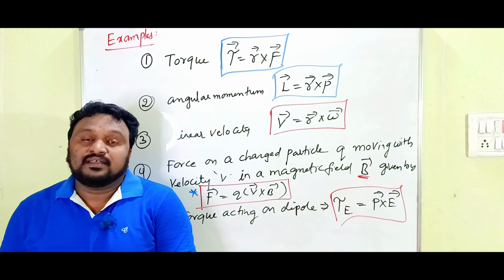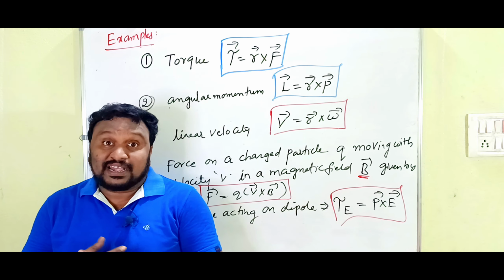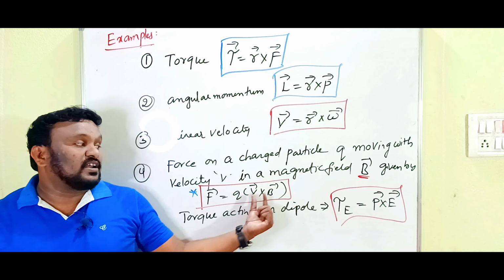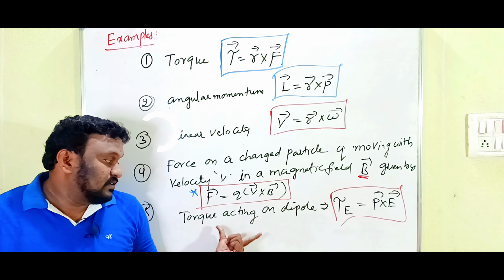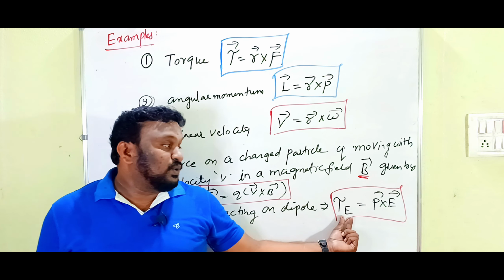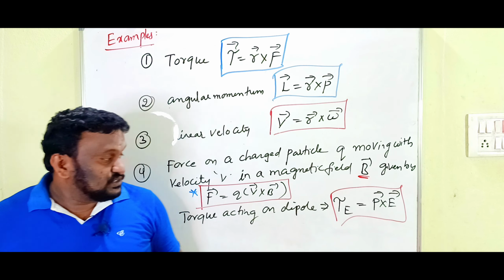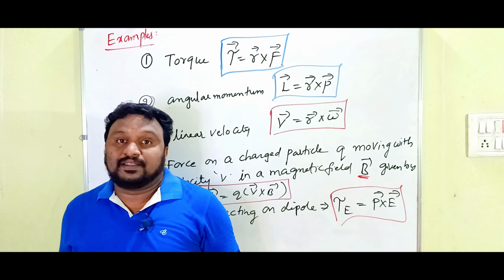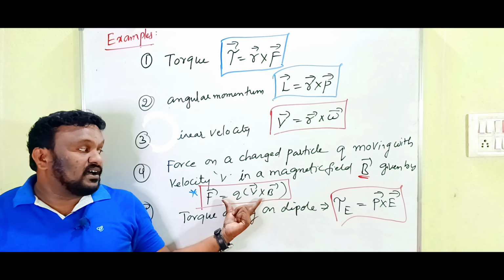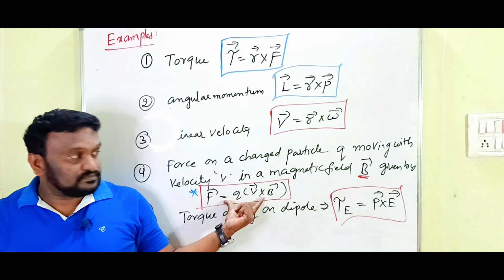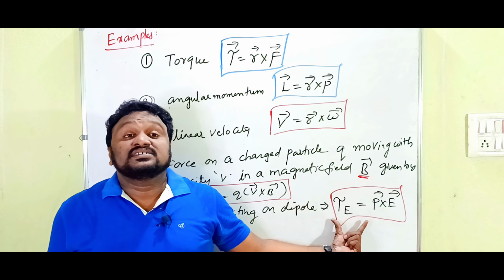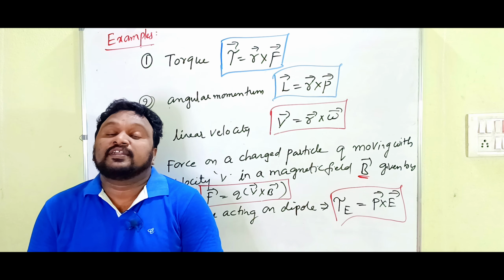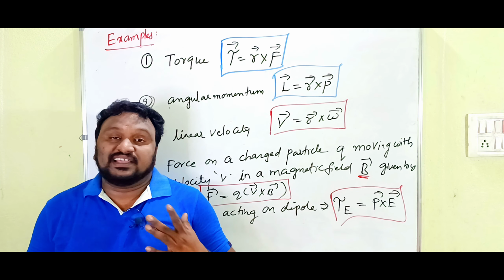In the same manner, the force acting on a charge in a magnetic field is given by the formula F is equal to q of v cross B, and the torque acting on a dipole, tau, is equal to p cross E. So children, you may get these two formulas in your intermediate second year. I think this already came in the 10th class, and it will come in the intermediate second year, children. So children, this is about the vector product, its properties and examples.